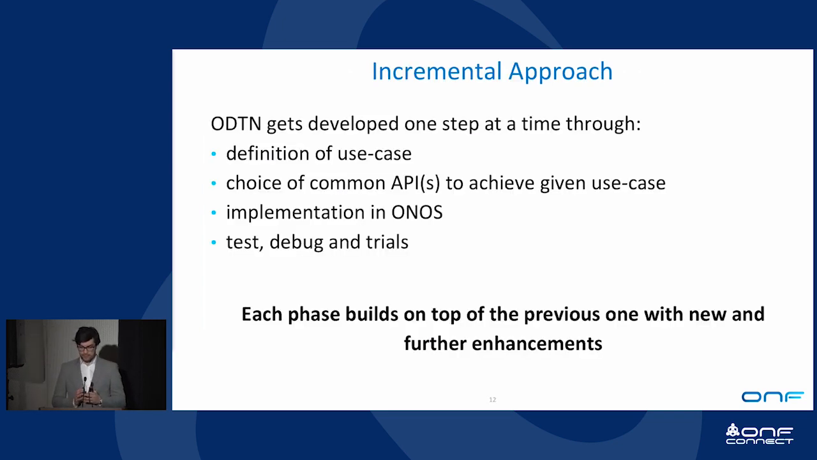So we, as the ODTN project, and in particular inside ONF, thought that an incremental approach would be the best choice for the ODTN project, because if you pick too broad a target, you're never going to get it done. So instead, what we said was: start with one simple step, choose the common APIs for that use case, do the implementation, test it, and iterate over it. And then, when a good chunk of that implementation is there and tested, go to the next phase. That's what I'm going to present to you today, the different phases that ODTN is covering. Each phase builds on top of the previous one and brings in further enhancements, further devices, further implementation.